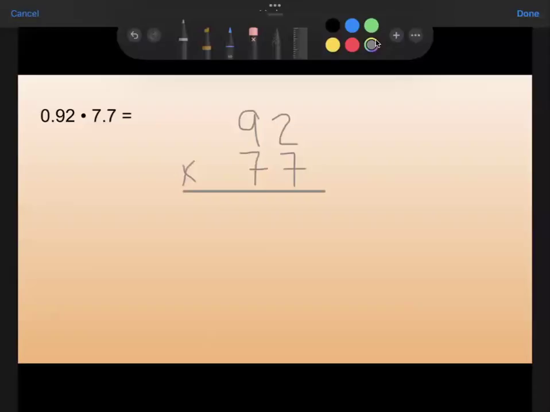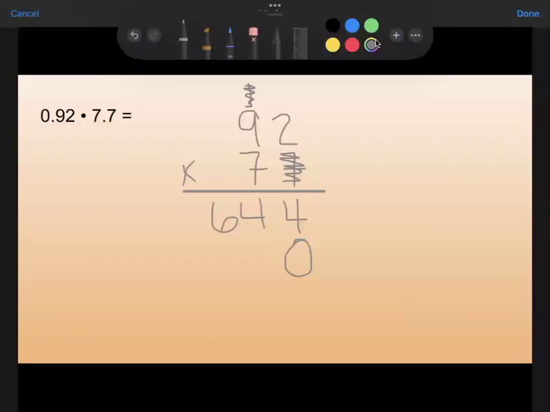2 times 7 is 14, so I'd put the 4 here and regroup the 1. 9 times 7 is 63, plus 1 is 64, so 64 would be here. Now I'm done multiplying by this first 7, so I'm going to cross it off. I'm also going to cross off this 1 in case I need to regroup again, but I absolutely must add a 0 down here to show the fact that now I'm multiplying by a digit that is in the tens place. That's the 7 of 77.